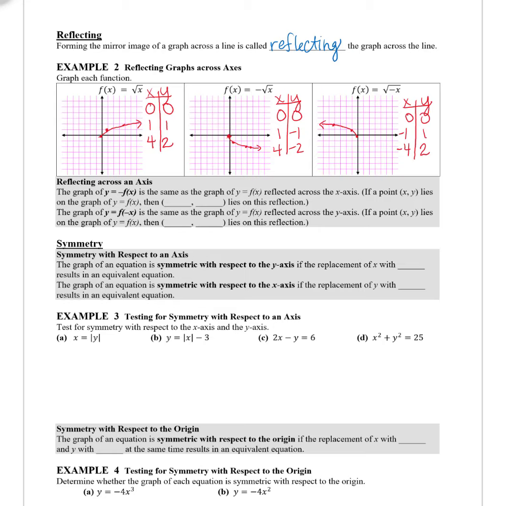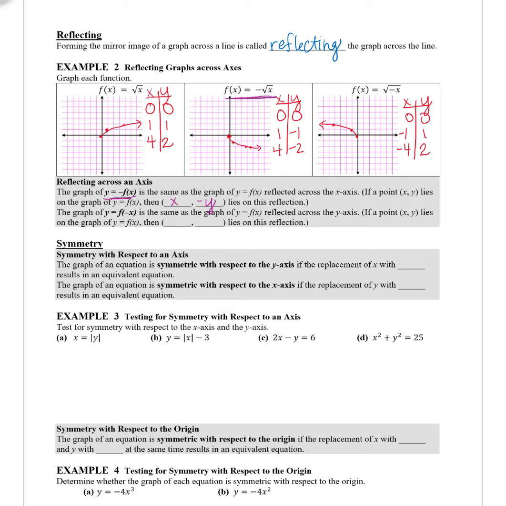And you can see that this graph, if you compare it to the original graph, is a reflection across the y-axis. So reflecting across an axis, if we have a negative in front, in this case, see how there's a negative in front of the radical? Here we have a negative f of x. Then if we compare the two graphs, you see how this is a reflection across the x-axis. So if the point x, y lies on the original graph, then the point x, negative y lies on the reflection.